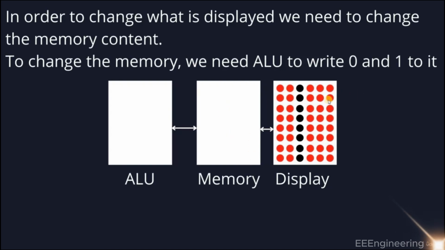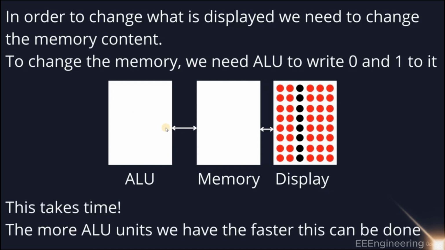So assume that you want to shift everything by 1 right here. You're going to let the ALU perform some mathematical operation, and it's going to change the memory content here, and you're going to see this right here shift by 1 unit, right? So you change the memory, the display is going to change, but in order to change the memory, you might need to create some mathematical operation, let's say, in order to change it.